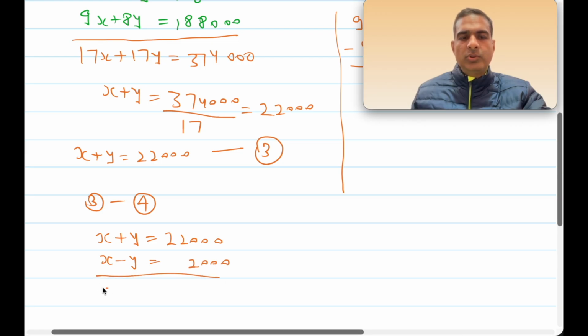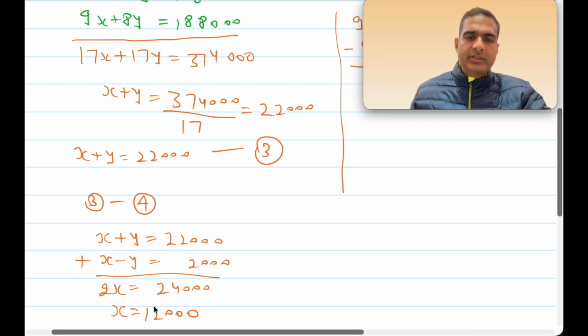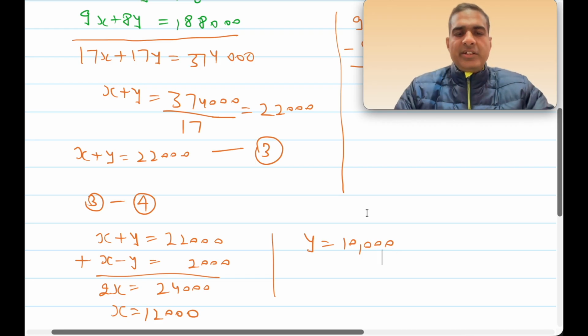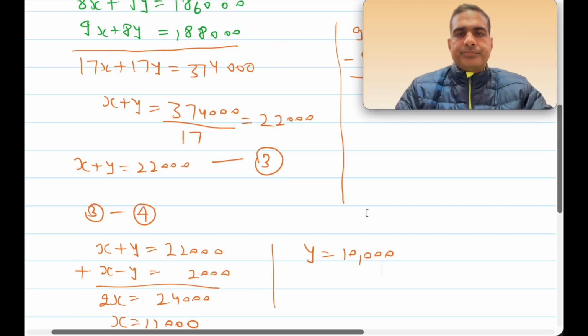So if I add both, 2x is equal to 24,000. So x is equal to 12,000. Now x is 12,000 and x plus y is 22,000, so from here I can say y will be 10,000. So Suzanne invested rupees 12,000 in scheme A originally and rupees 10,000 in scheme B.